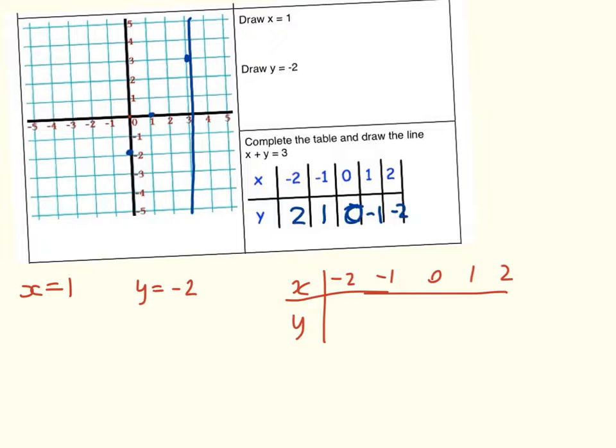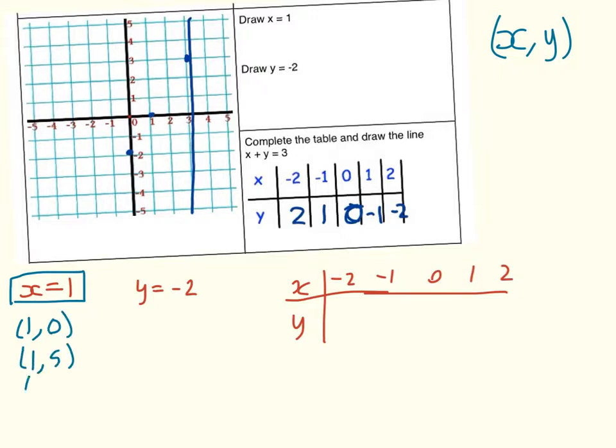So the line x equals 1, well, you know that with coordinates, you've got the x value and then the y value. So x always goes first, so along the corridor and up the stairs. So what this is really saying is that the first number must be 1. The second number can be anything you want. It could be 1, 0. It could be 1, 5. It could be 1, 3. It could be 1, minus 2. It doesn't matter, but the first number always has to be 1.